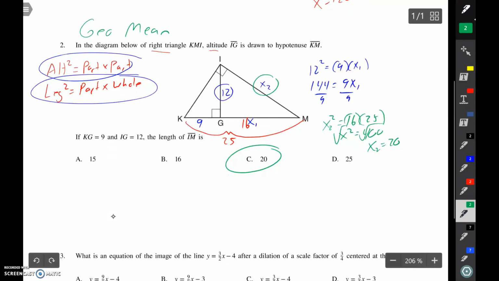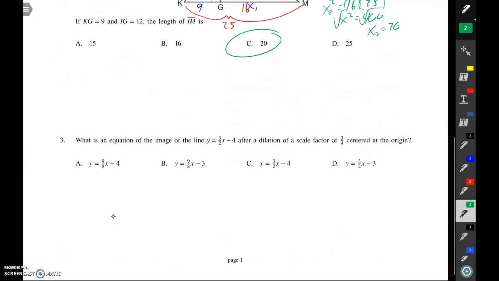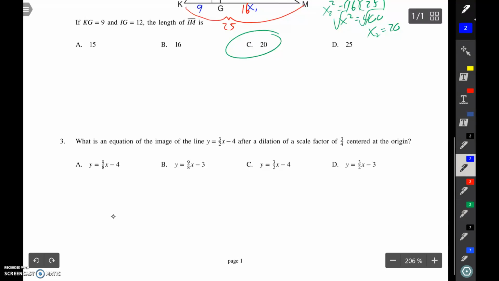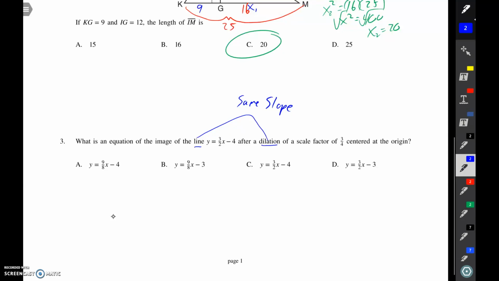Okay, one more topic in this video to cover. What is the equation of the image of the line y equals 3/2 x minus 4 after a dilation of scale factor 3/4 centered at the origin? So this is what we refer to as a linear dilation question, and there's really two common versions of this. No matter what, when a line is dilated, the most important fact is that they have the same slope, because when lines are dilated, they produce parallel lines.